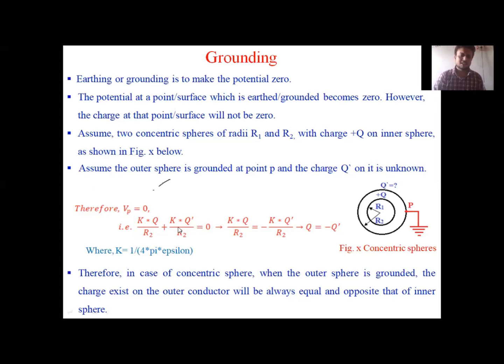So I'm simply rearranging this expression, shifting the second term to the right hand side. What I'll get, Q is equal to minus Q dash. What does this indicate? The outer sphere will have the same magnitude of charge but opposite polarity.